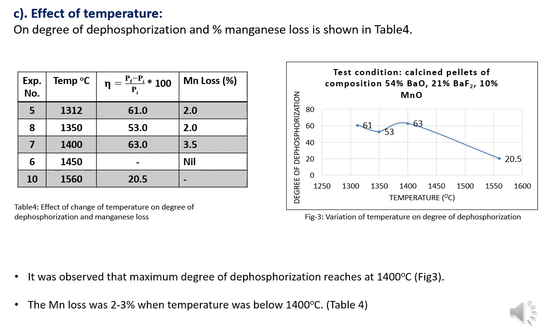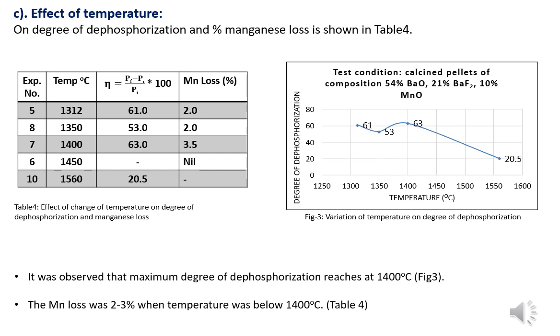On the basis of results obtained at different temperatures, it appears that the degree of dephosphorization reaches maximum at about 1400 degrees centigrade. This may be due to the fact that oxygen partial pressure at the slag metal interface for a fixed slag composition increases with the temperature and the phosphate capacity of the flux decreases with the increasing temperature.